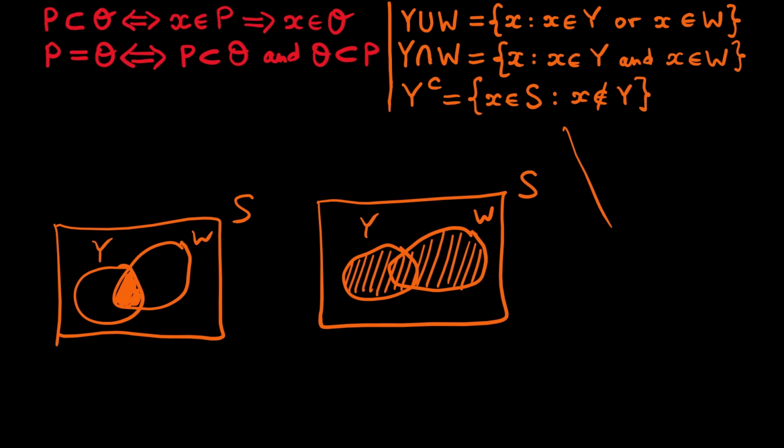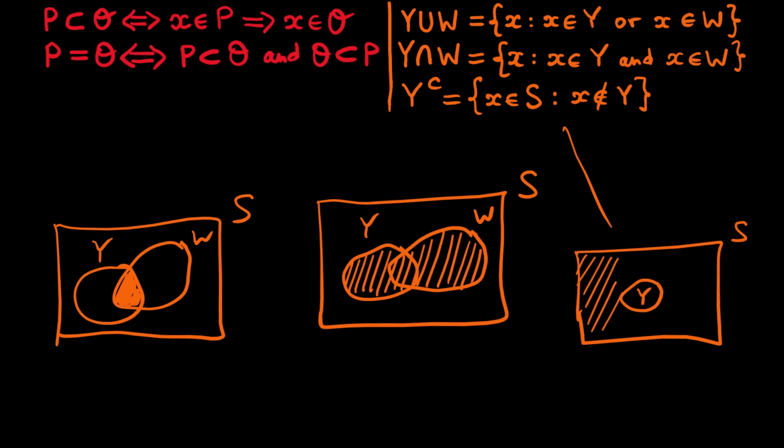Here's the sample space, here's Y. So let me redo this one. Set Y consists of the points inside this circle. So if we're interested in the complement of Y, the complement of Y consists of all the points in the sample space that are not in Y. So there we go.